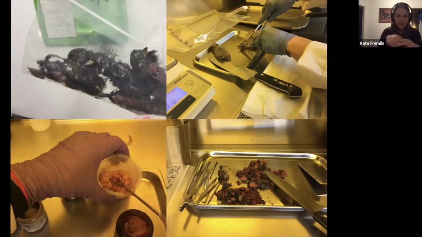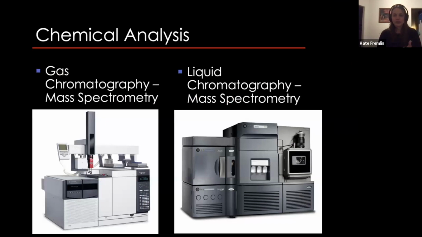And we'd have to pulverize it all up to make it into a homogenized paste, which we would then analyze at a lab in Ottawa. And so for these chemicals, as I mentioned, we would mush up all those samples and we would then run it through these machines called gas chromatography, mass spectrometry. And this was for the chlorinated type chemicals.